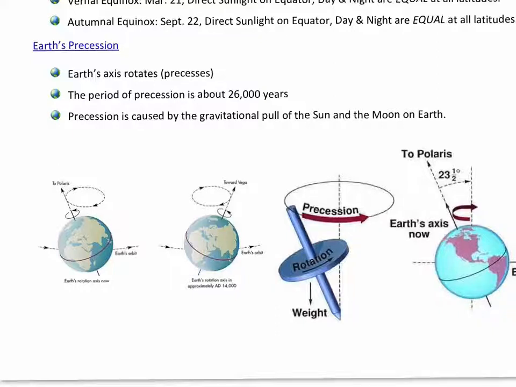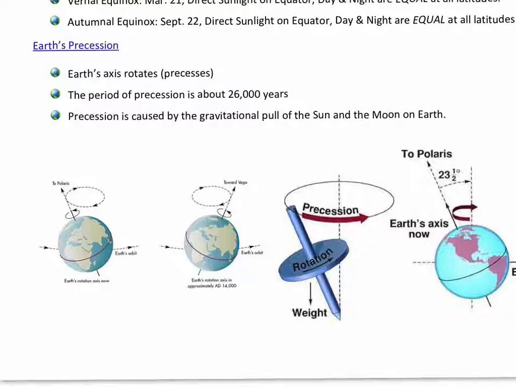Again, if you think about a top spinning or a dreidel spinning, oftentimes while it's spinning, its axis is going to have a little wobble to it. It's spinning, but maybe it's pointing toward the side of the room, then toward the front of the room, then toward the other side, then toward the back. That motion is referred to as precession, and it's caused by the gravitational pull of the sun and the moon on the Earth.